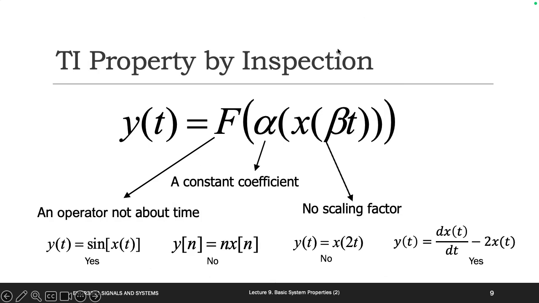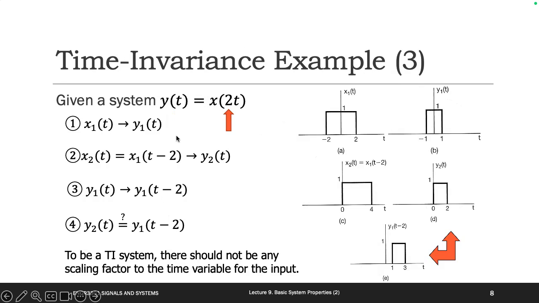What method should you use? Four steps. You need to construct those signals and compare whether y2(t) is equal to y1(t) after the time shift, that is, y1(t minus t0).